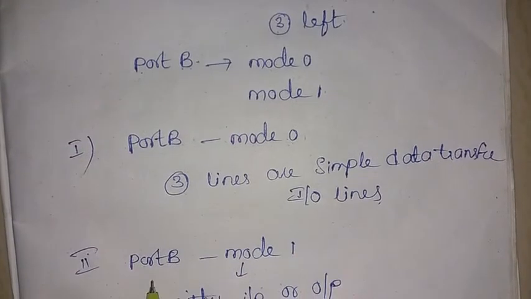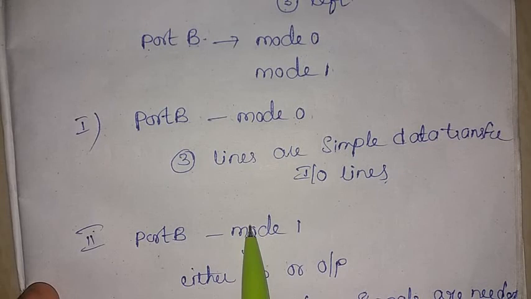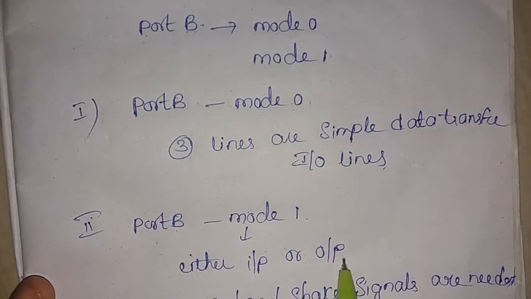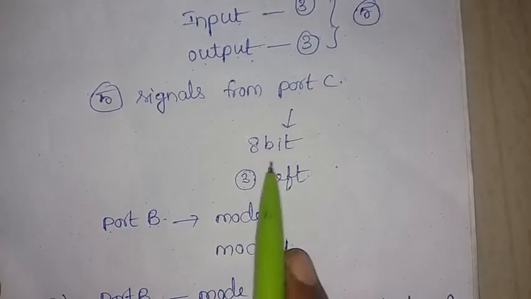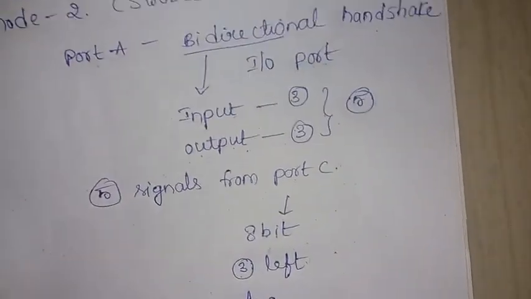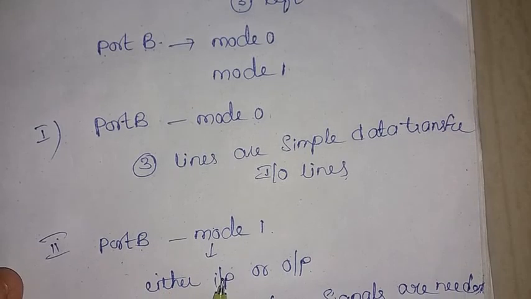In the second case, if you operate port B in mode 1, mode 1 supports handshaking. Suppose port B functions either as an input port or output port, whatever it may be. For input we need 3 handshake signals, and for output also we need 3 handshake signals. So the 3 lines that are left are used for handshaking. So if you operate port A as bidirectional and port B in mode 1, then the complete port C is used for handshaking signals only.